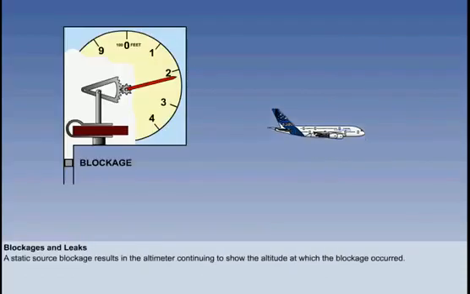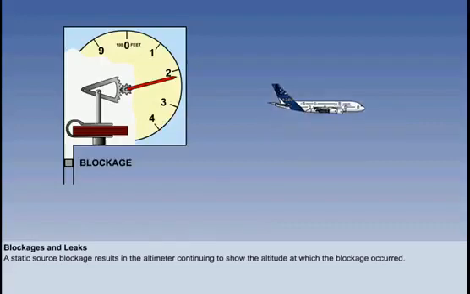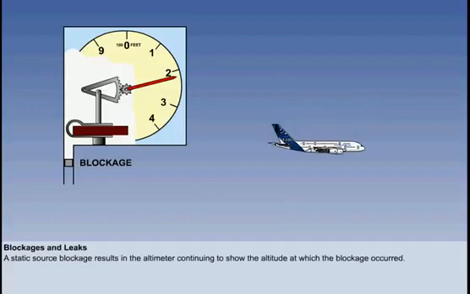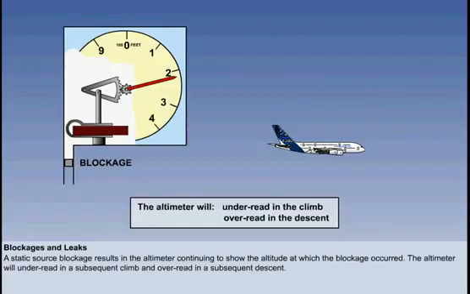Let's now consider what will happen to our pressure altimeter if the static source becomes blocked. At the time of the blockage, the static pressure which was present in the system will be trapped, and any changes in static pressure which subsequently occur outside the blockage will not be sensed. In other words, the blockage will cause the altimeter to freeze at that indicated altitude. It will underread in a subsequent climb and overread in any subsequent descent.